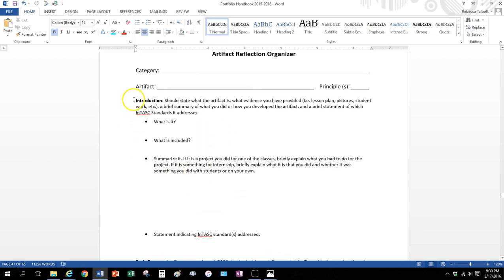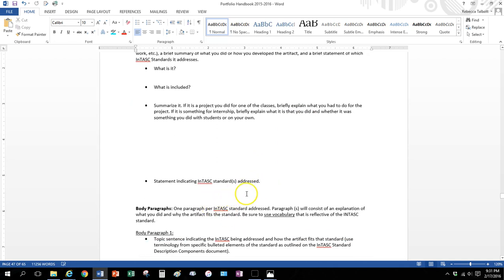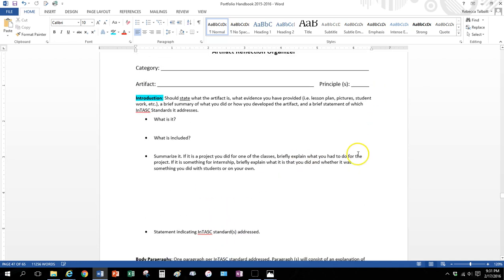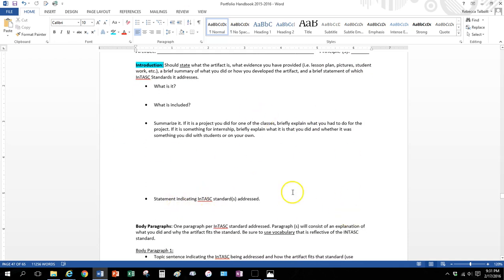The first paragraph is always going to be your introduction. So that's paragraph number 1, and it is going to have certain things in it. It's always going to start out with what is it, whatever that particular thing is that's in your artifact. What's included, so what materials or things are you providing for the audience to look at, a summary of what you had to do for that particular activity, and a statement indicating which in-task standard or standards it fits with. And so that's your introduction.